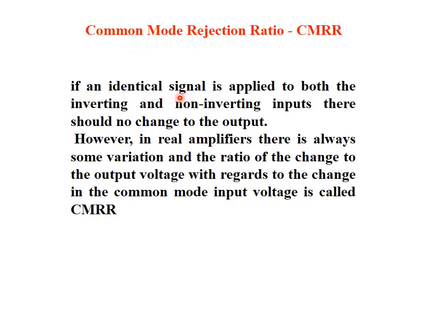So if an identical signal is applied to both the inverting and the non-inverting input, there should be no change to the output. However, in a real amplifier, there is always some variation or some error, and the ratio of the change to the output voltage with regard to the change of the common mode input is called the common mode rejection ratio. So the smaller the common mode rejection ratio the amplifier has, the better the operational amplifier will be.